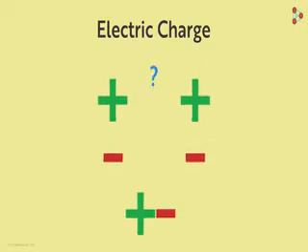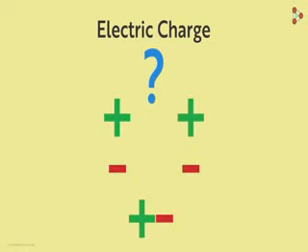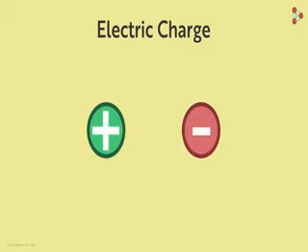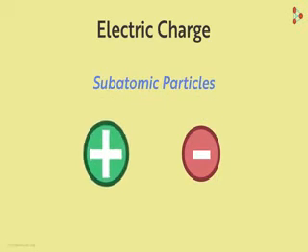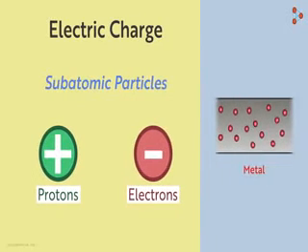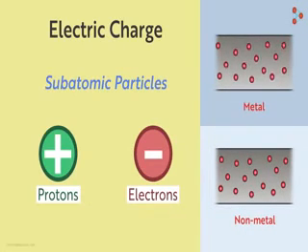But what exactly is charged? Or in other words, who actually carries these charges? Well, these charges are carried by tiny particles with incredibly small mass. They are called subatomic particles. The positive charges are carried by particles called protons, while negative ones are carried by particles called electrons. There are billions and trillions of protons and electrons present in any object around us. In some objects like metals, electrons can move randomly. While in non-metals, their position is kind of fixed and hence they cannot move freely.